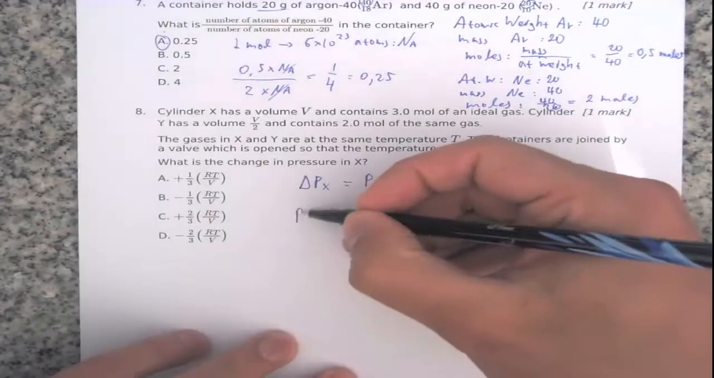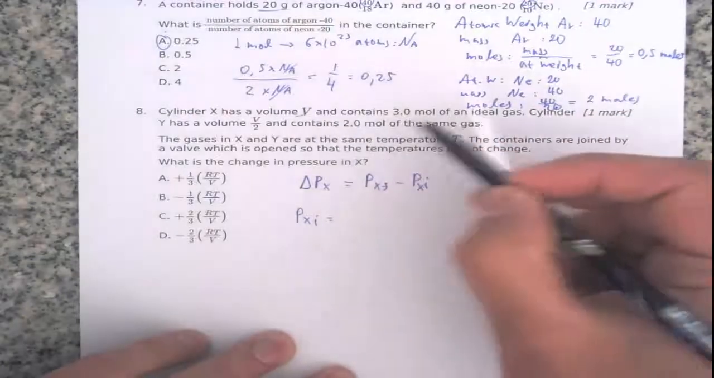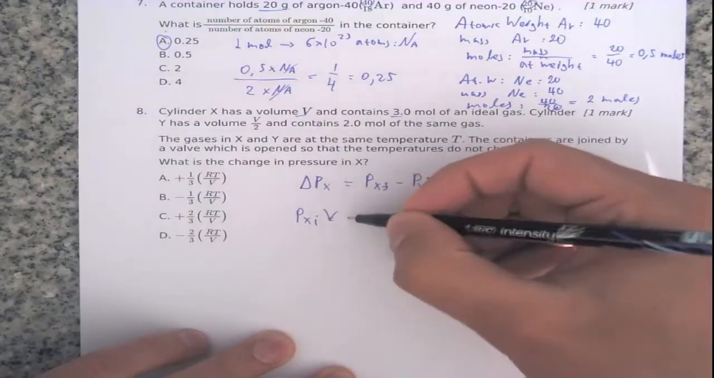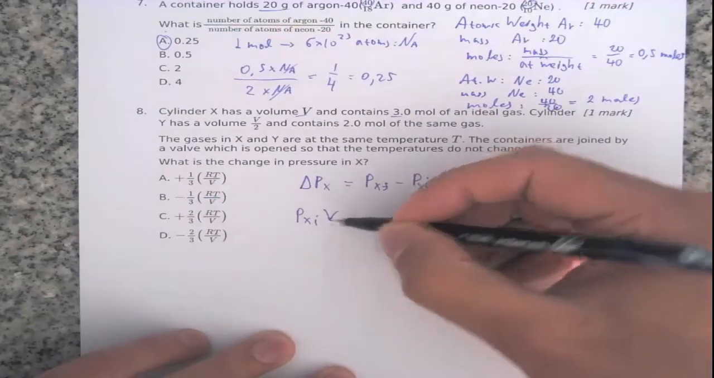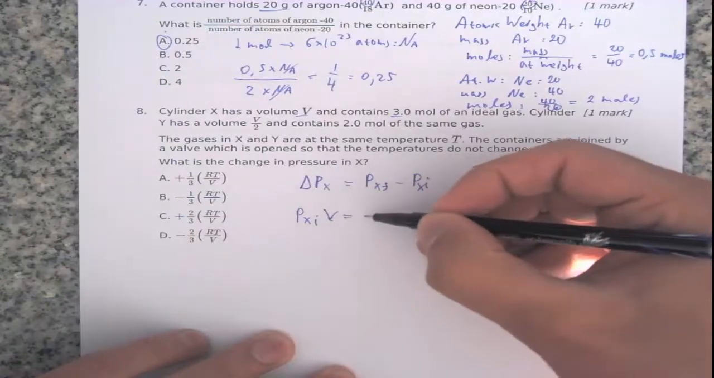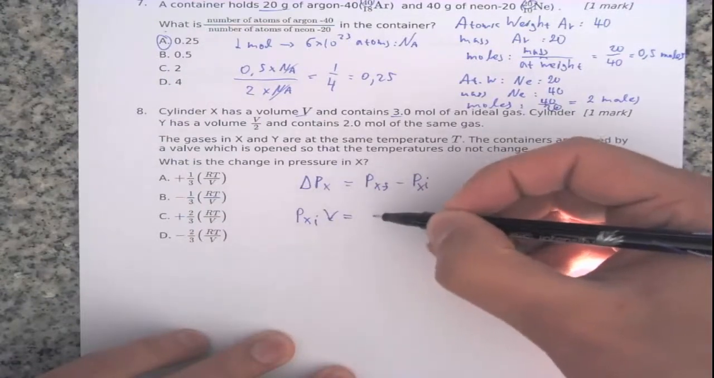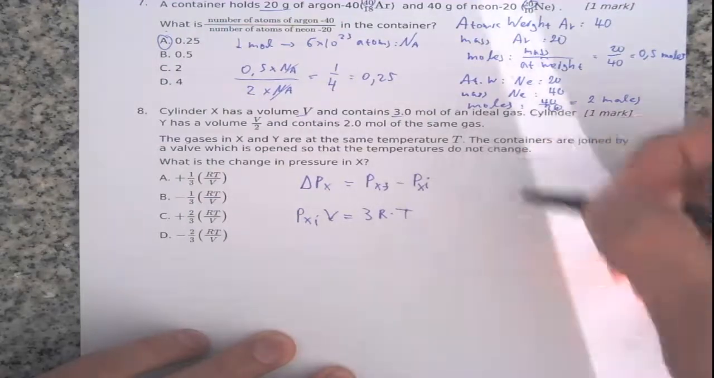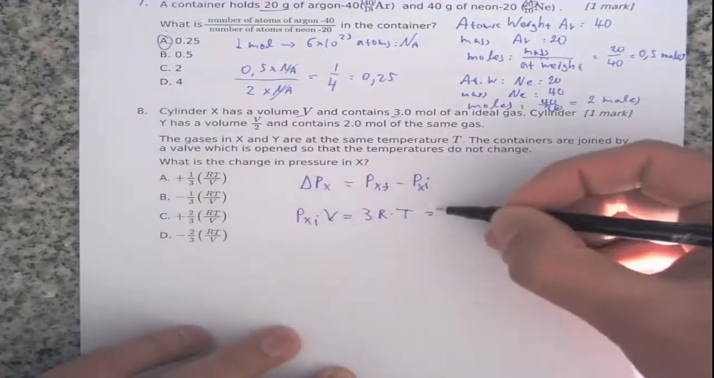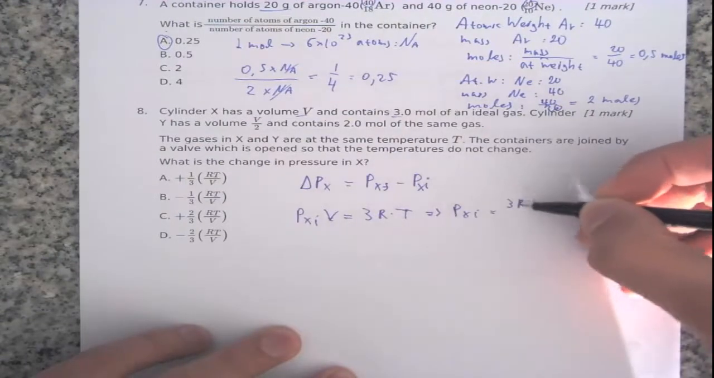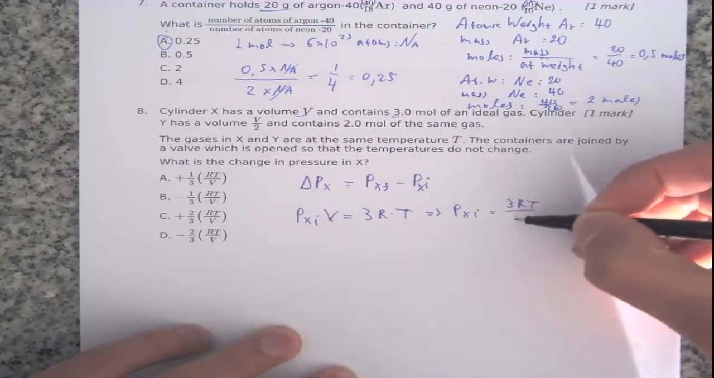Now the initial pressure, based on what we have, volume V, 3 moles, is going to be given by the ideal gas law: P times V is equal to nRT. n is 3 moles, R is the constant, times temperature T. So from here you can solve for Px initial, so you have 3RT over V.